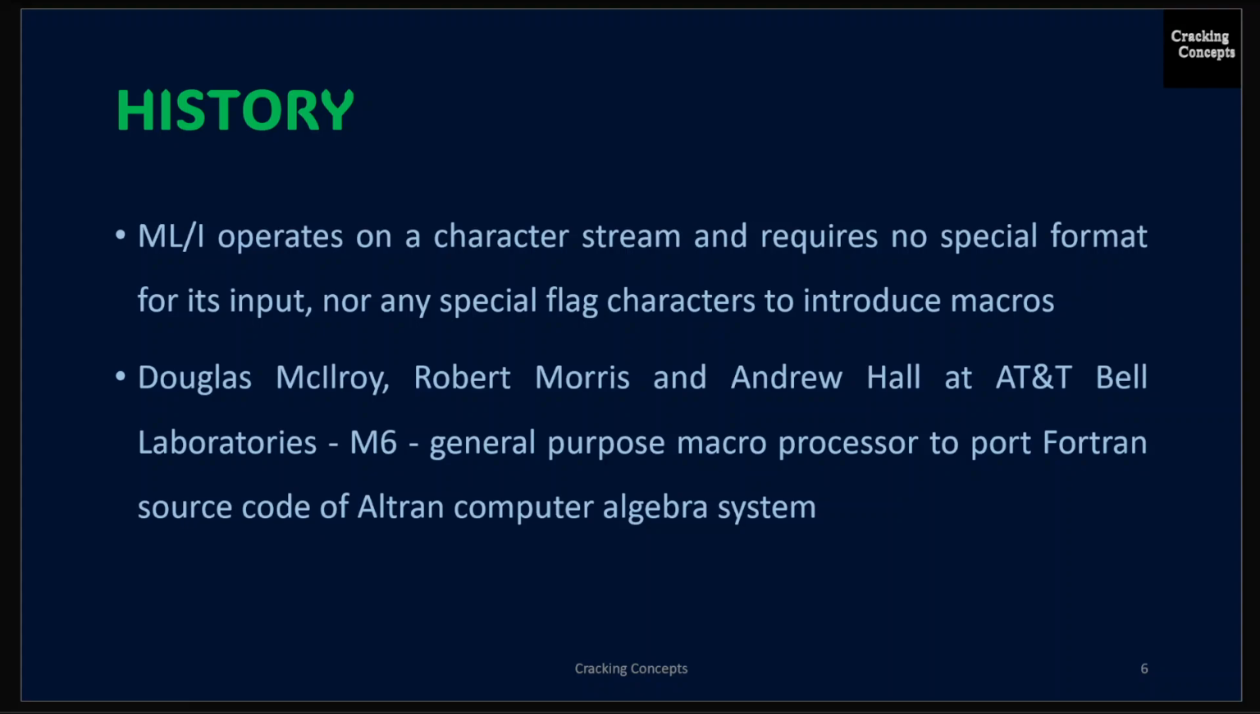Douglas McIlroy, Robert Morris, and Andrew Hall at AT&T Bell Labs followed up with M6, a general-purpose macro processor used to port the Fortran source code of the Altran computer algebra system. It was influenced by GPM and TRAC. M6 source code consisted of about 600 Fortran statements.